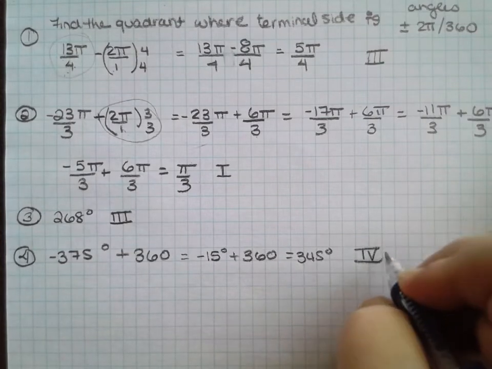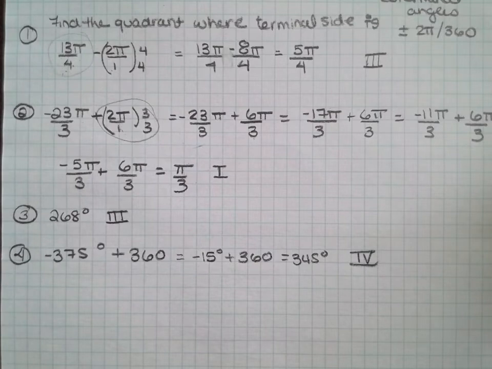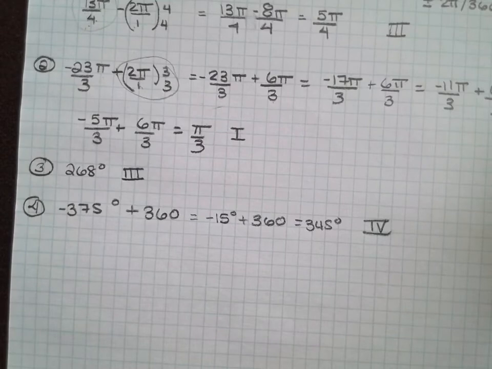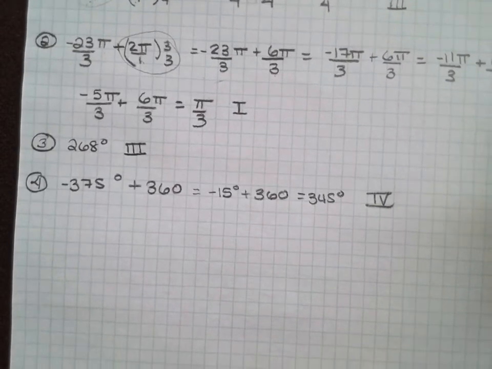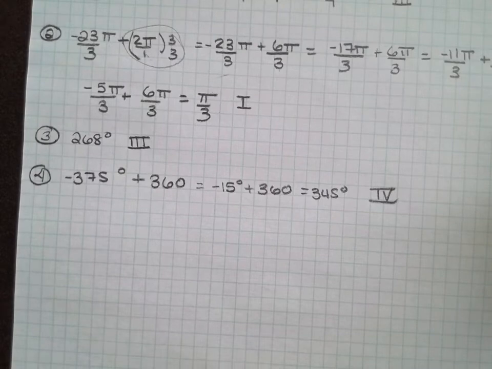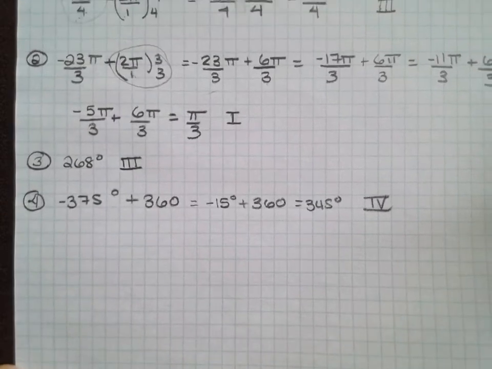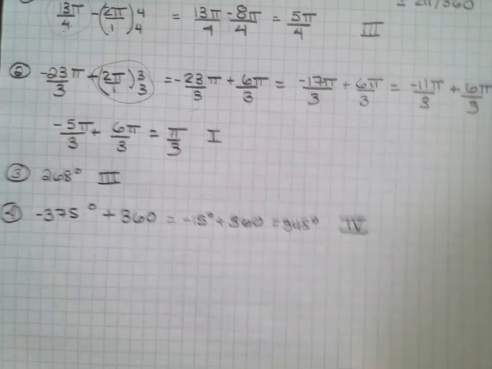Okay, so that's why we use these coterminal angles, because we want to find out which quadrant it's in, where it terminates. So that's how we find coterminal angles. We either add or subtract 2 pi or 360. So that's numbers 1 through 4 for you. So let me go to number 5 and 6. Now for 5 and 6, I'm going to draw some pictures for you guys just to make it easier for you.